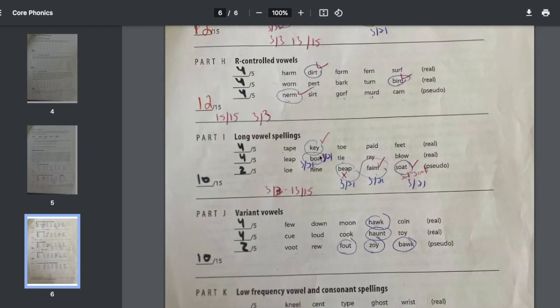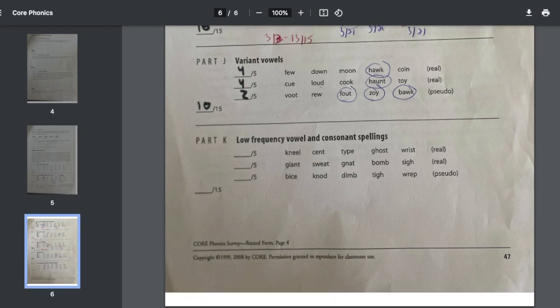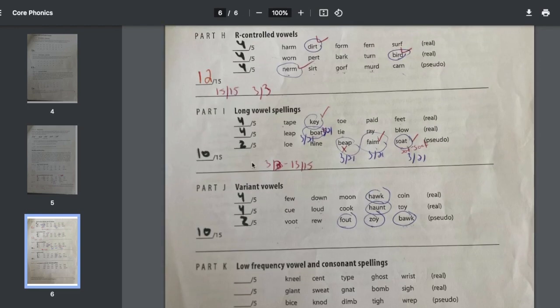As you can see, the EY, the OA, the EA, the AI, the OA, she was really confused by all those. And then once we get down here to the hawks and the haunts, she was really unsure of those vowel sounds altogether, and didn't even try reading the word, kind of gave up as she was reading them because she was so confused. And then I didn't move on to the next low frequency vowel and consonant spellings because she did fall within that intensive range within these two groups. So I want to make sure I start there first.